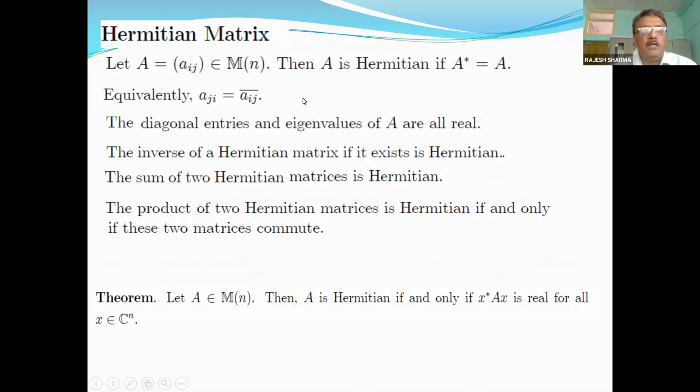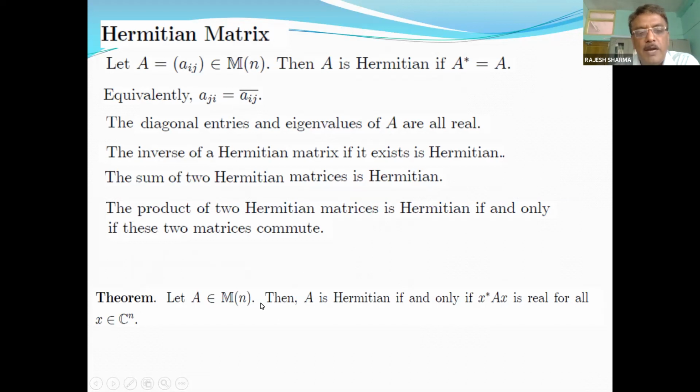So we start with the definition of a Hermitian matrix. A square matrix is Hermitian if A equals its conjugate transpose. Equivalently, a_ji is equal to a_ij conjugate. The diagonal entries and eigenvalues of Hermitian matrices are all real, that we have studied. The inverse of a Hermitian matrix, if it exists, is also Hermitian. The sum of two Hermitian matrices is Hermitian, and the product of two Hermitian matrices is Hermitian if and only if these two matrices commute.